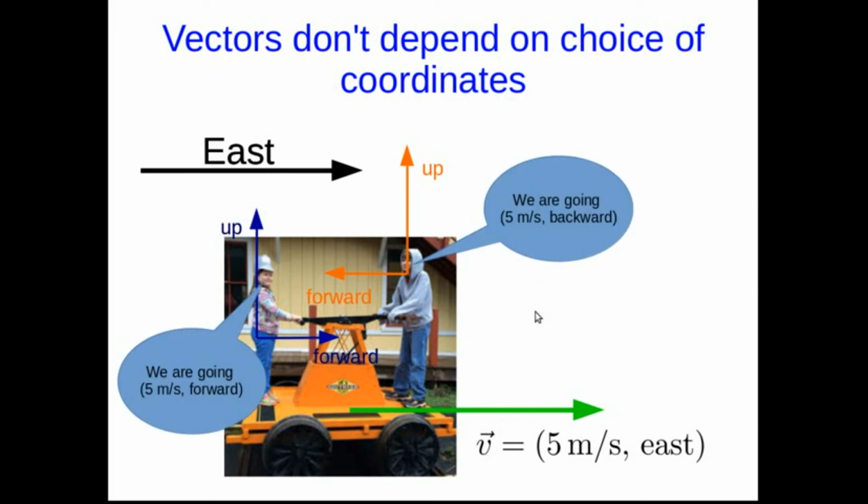Having done that, you might describe the velocities this way: 5 meters per second forward for one of you and 5 meters per second backward for the other. So you disagree in how to write the vector down. But here's the thing: the vector itself doesn't depend on the coordinates. It is 5 meters per second east. If you and your friend both point in the direction of the vector, you're both going to point east. So you agree on the direction. You agree that it's 5 meters per second. But the way you express that is dependent on your choice of coordinates.